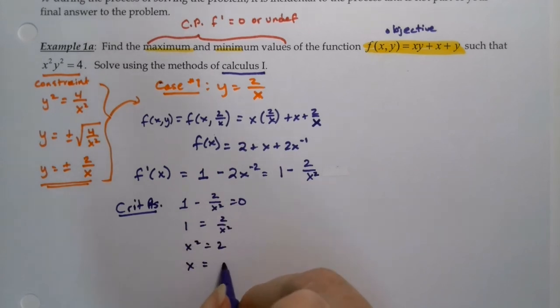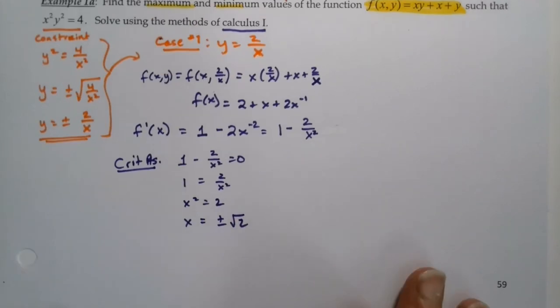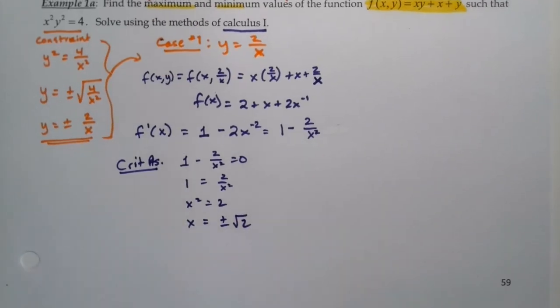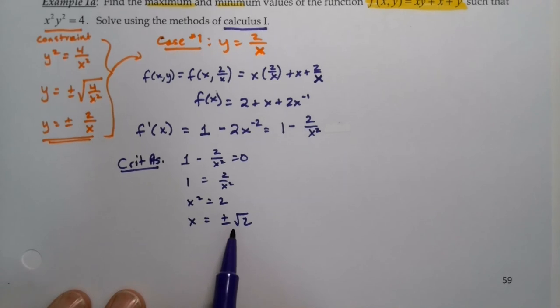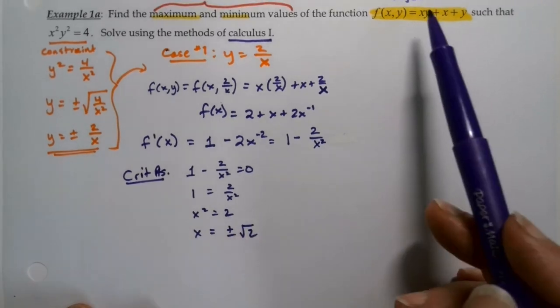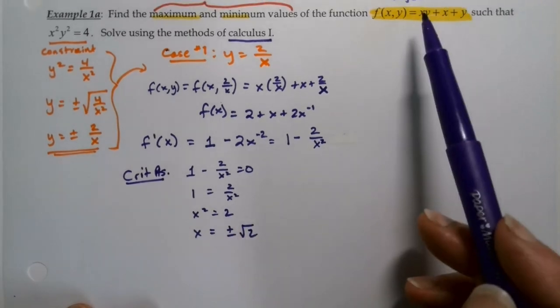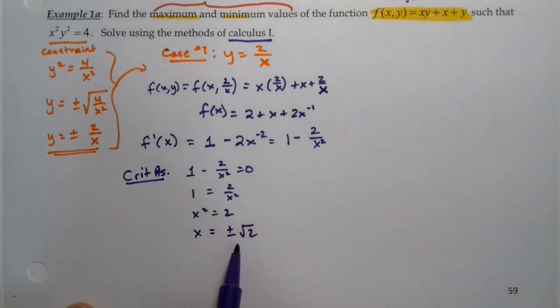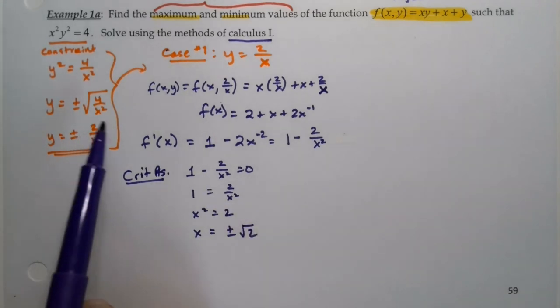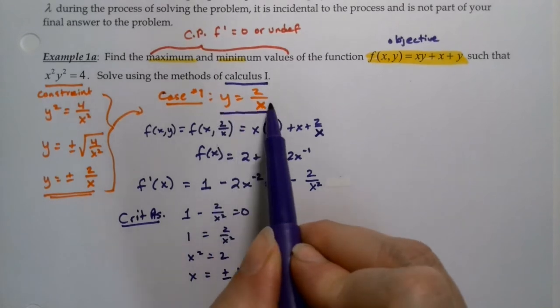That means x equals plus or minus the square root of 2. Well, those aren't the critical points. Those are just the x values of the critical points, because this is ultimately a two-variable function. So I would need to find the y that goes with it. But notice y is equal to 2 over x. We set it right here at the top.